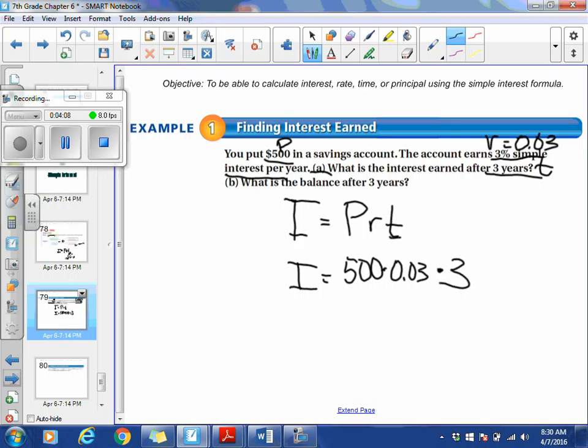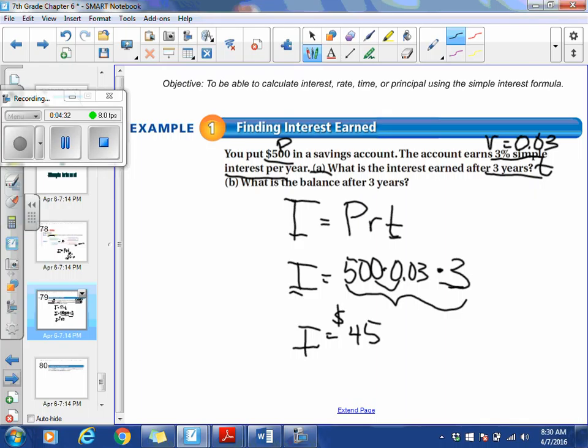All right, so my variable is I, interest. On this side, I just do the math. 500 times 0.03, that's $15. So in 1 year, you're getting paid $15 of interest. But we're doing it for 3 years, so we're going to take it times 3. It's 45. So interest is $45.